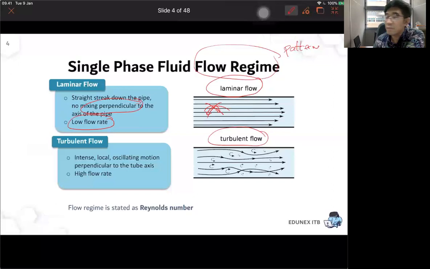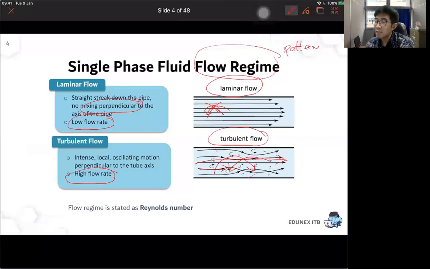The other extreme is the turbulent flow. Turbulent flow happens at a very high flow rate, pada laju alir yang sangat tinggi. So if in laminar flow it's really smooth layer by layer, in turbulent flow there will be no layers. Some parts are faster, some parts are slower, and there is some backwards flow, and so on.